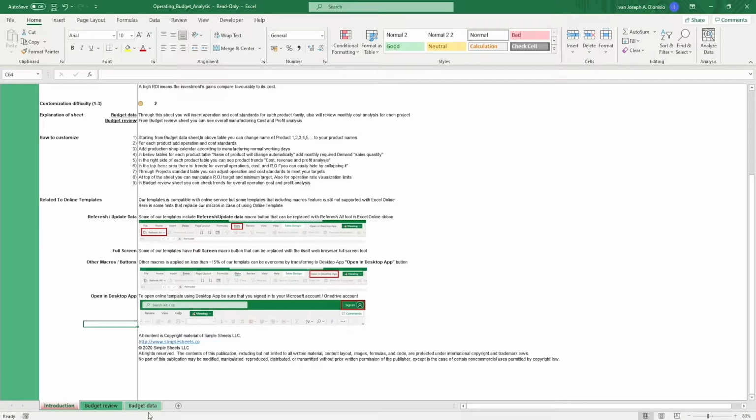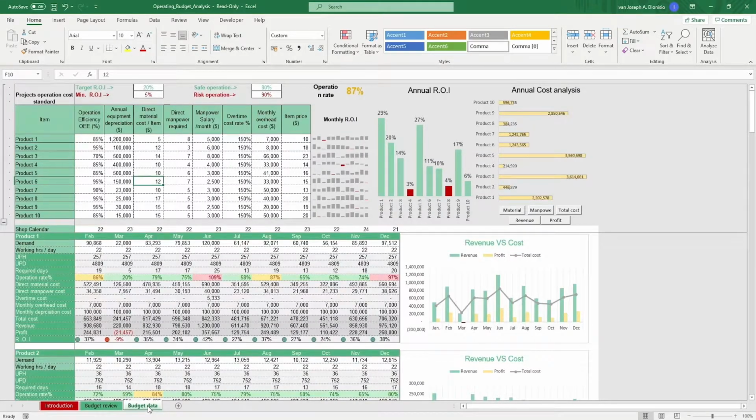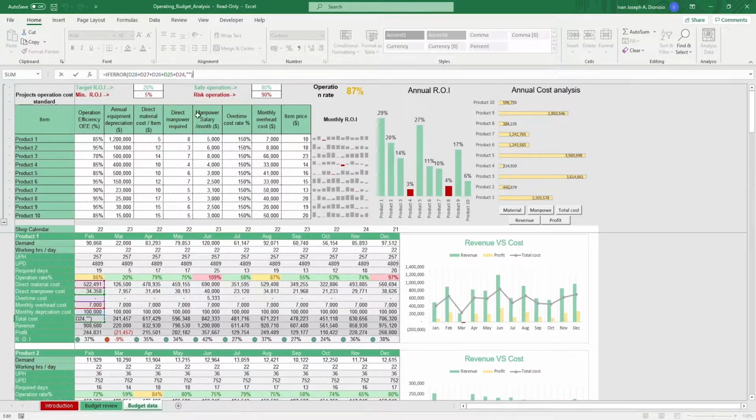Let's start in the budget data sheet. In this sheet, all you have to remember is to only input data in the white cells. The grayed out cells contain automated formulas, so it's a good idea to leave them be. Input your target and minimum return of investment rate here. Also, input your parameters for rates for safe operation and risk operation.